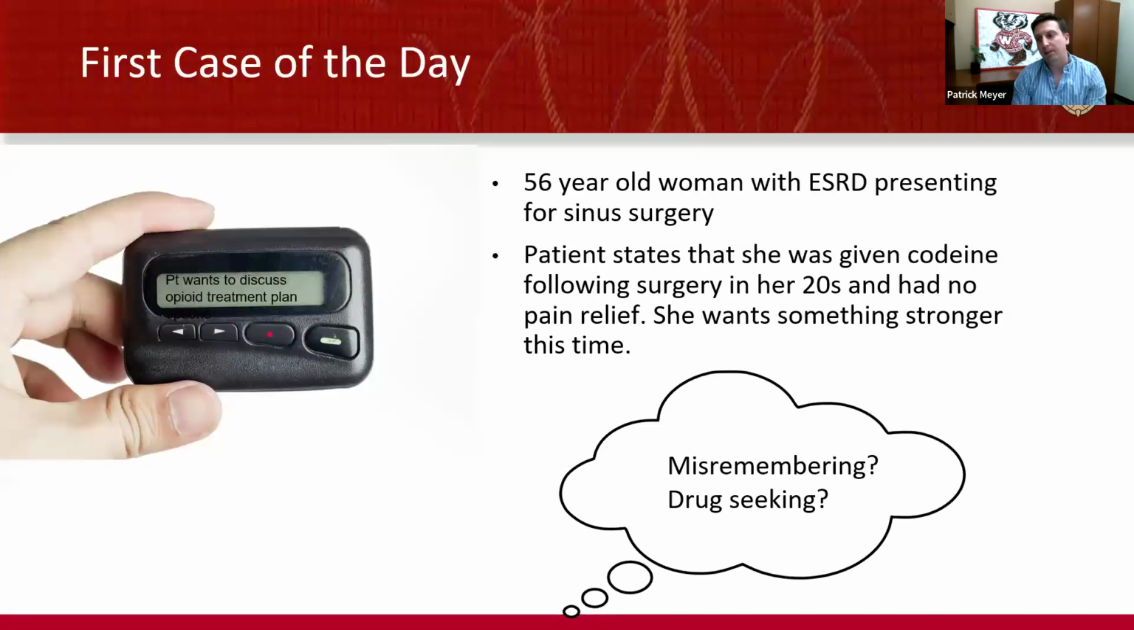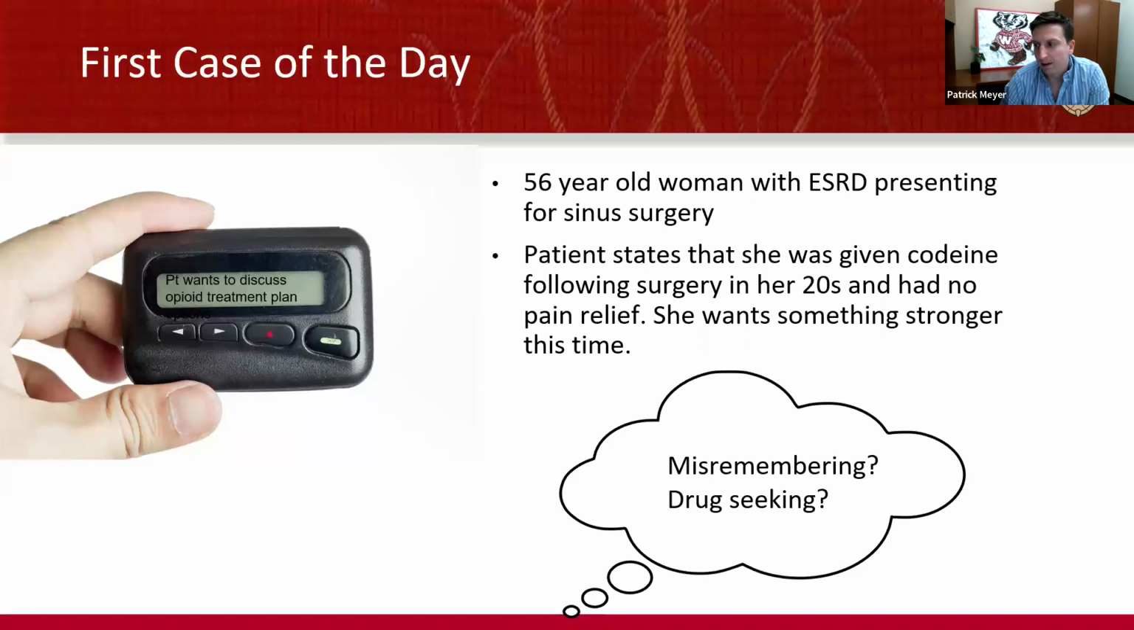So first case of the day, you are, let's say, driving in early in the morning to go in and start setting up your case. You get a page on your way in. It says, patient wants to discuss opioid treatment plan. So you're thinking, okay, I haven't gotten a page like that so early in the morning. That's interesting. I'm a little worried what that means. All you remember is you have a 56-year-old woman with end-stage renal disease who's getting sinus surgery.